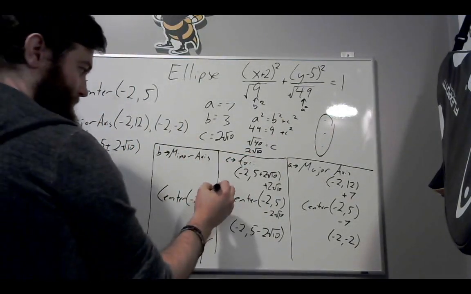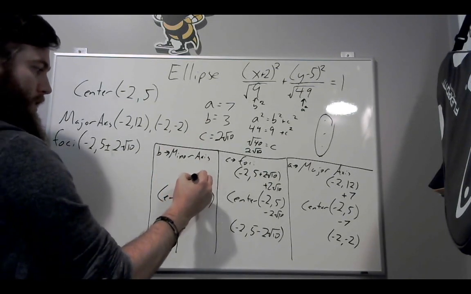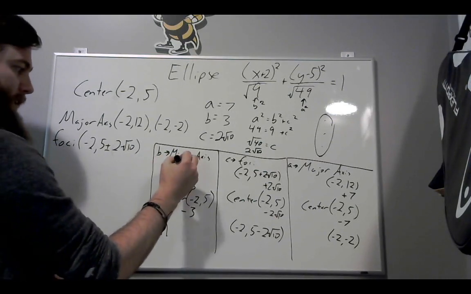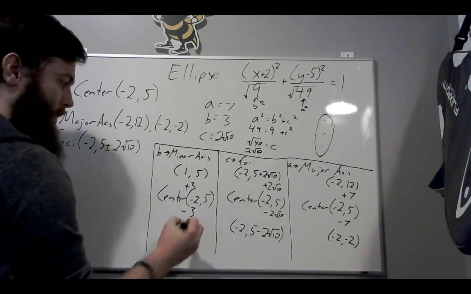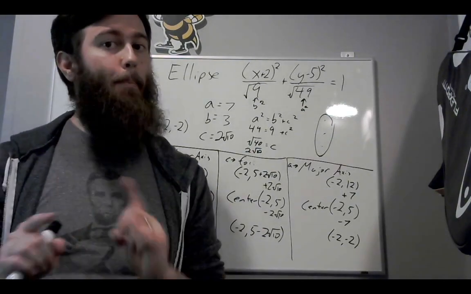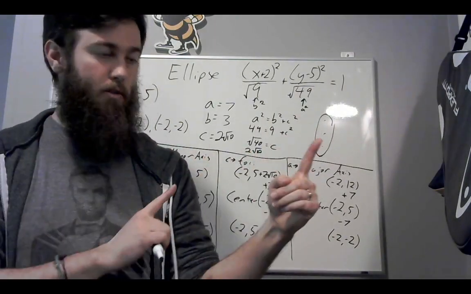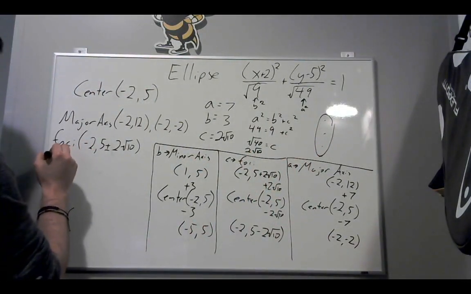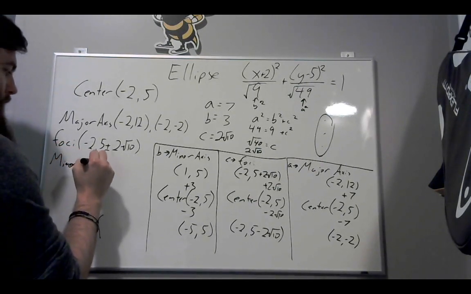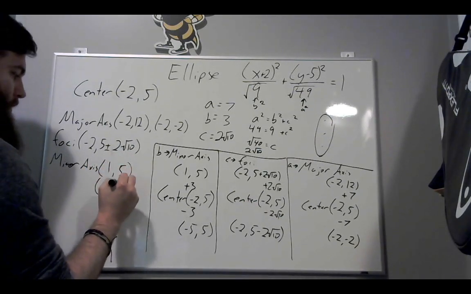So that means I'm actually going to be adding 3 to my x value and subtracting 3 from my x value, giving me the points (1, 5) and (-5, 5). Because again, minor axis is the opposite of major axis. So since the major axis was vertical, minor axis is horizontal. So our final answers for these are (1, 5) and (-5, 5).